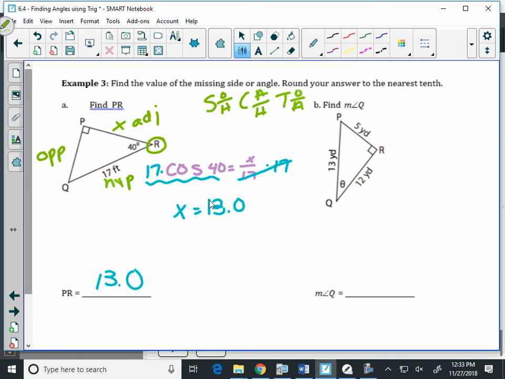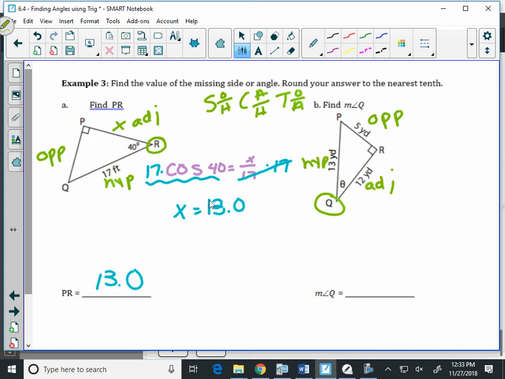Okay. So B says find the measure of angle Q. So we're finding an angle. That's the angle we're going to start from. Label your sides based off that angle. If we go across, again, that's our opposite. Go to your 90, go across, that's your hypotenuse. Side left over is your adjacent.